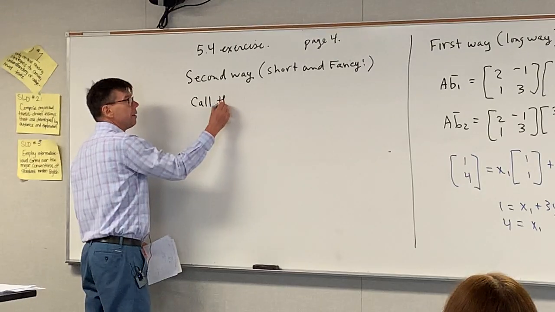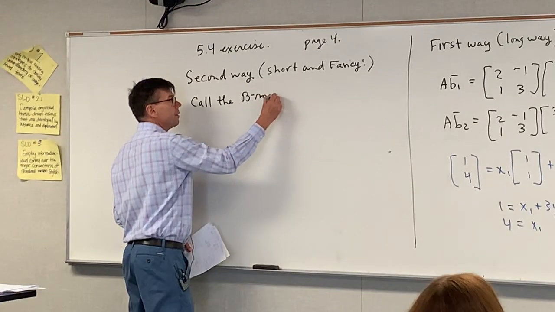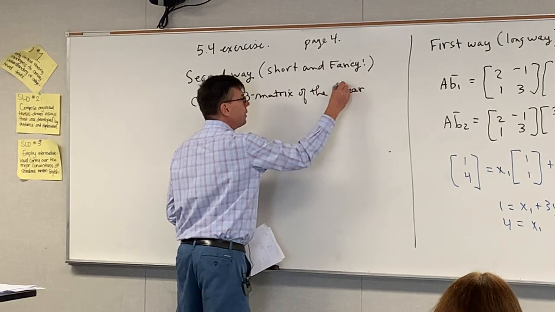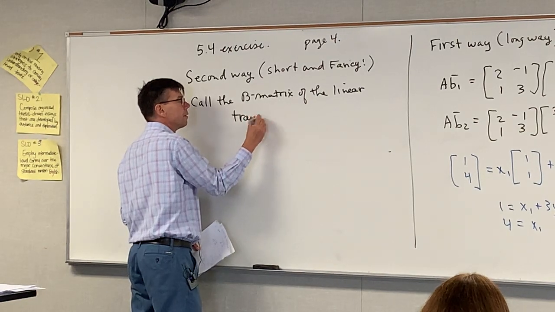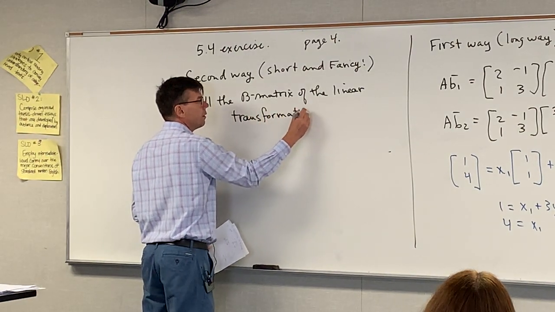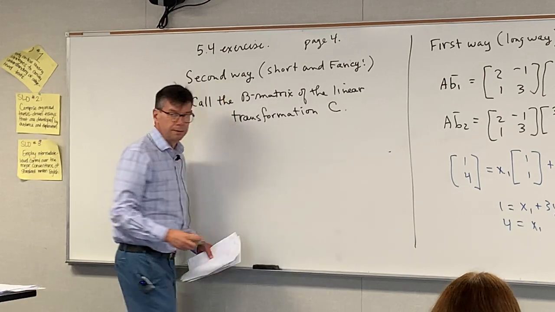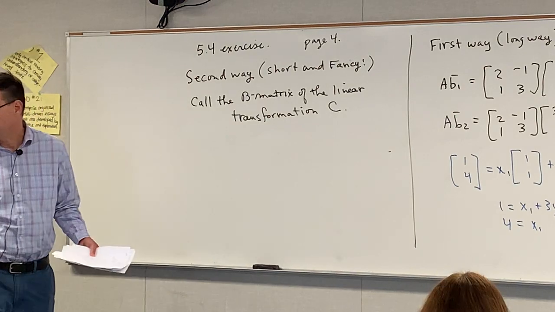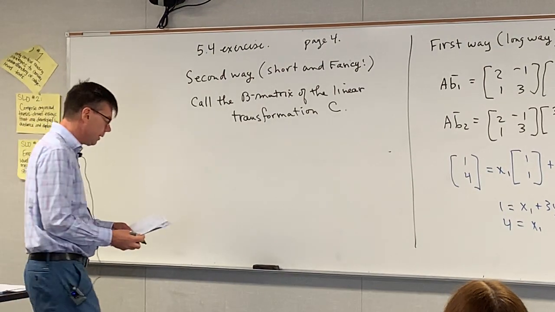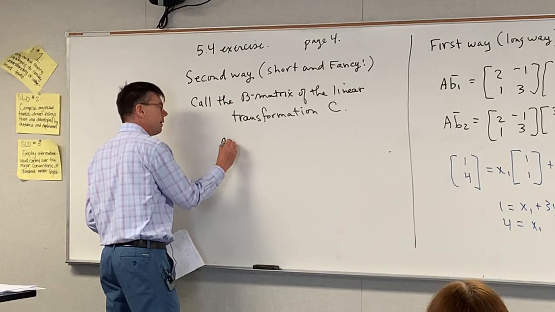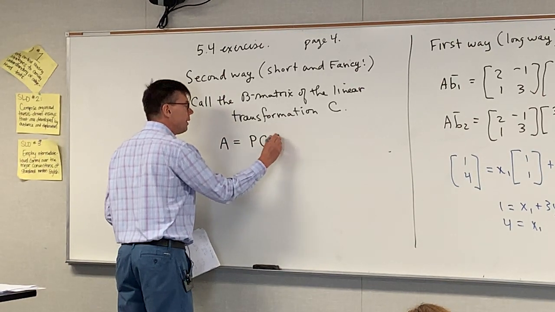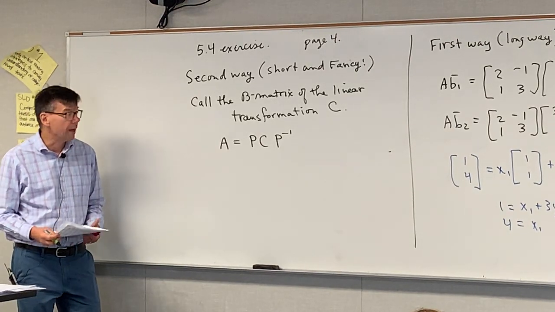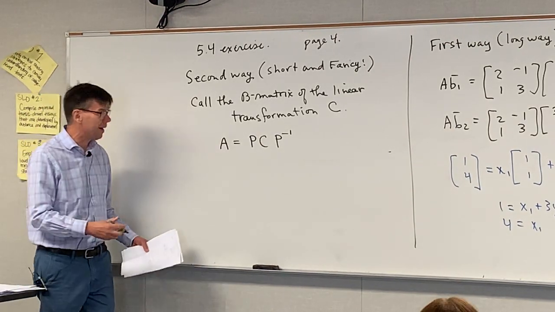Call the B matrix of the linear transformation, I'm going to call it C, just because it matches some of the notation we've used. So I just pulled a letter out of the air to give it a name. A is going to equal P C P inverse, where C is that matrix. That's what we were talking about last time.